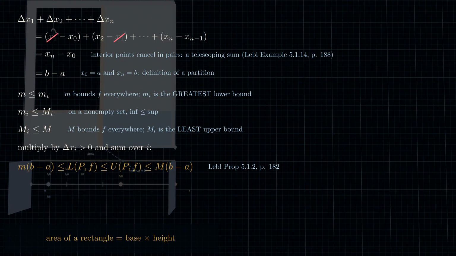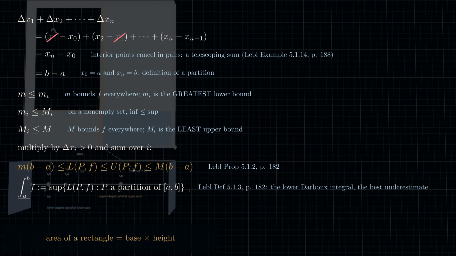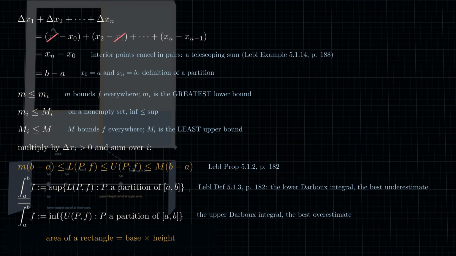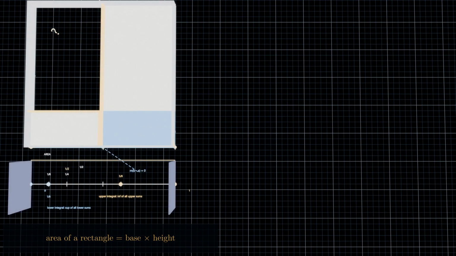So the lower sums are bounded above and have a supremum, the upper sums bounded below, an infimum. The supremum of all lower sums is the lower Darboux integral, a bar under the integral sign. The infimum of all upper sums, the upper Darboux integral, a bar on top. The best underestimate and the best overestimate.